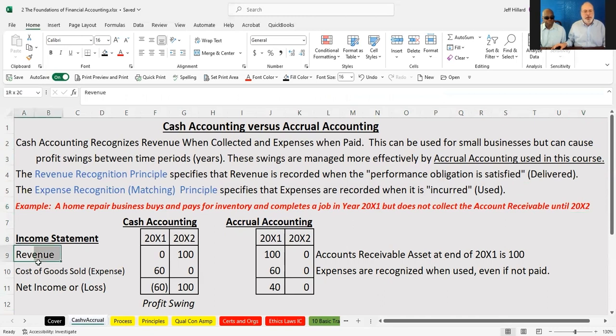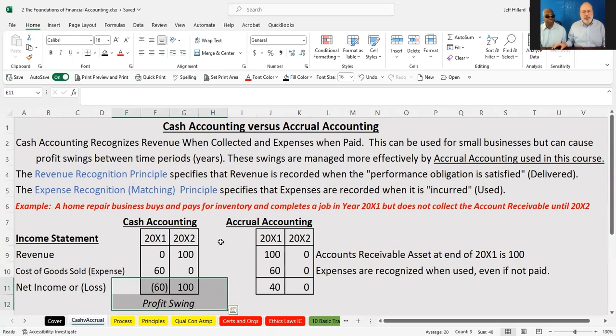So we have a very simple income statement here. Revenue minus cost of goods sold, which is an expense, is net income or loss. If we were doing cash accounting, they would recognize no revenue because they hadn't collected, but they would have the expense because they had paid it. So they would have a net loss in 20X1, and they wouldn't recognize the revenue until the following year. So they'd have $100 worth of revenue, no expense, and $100 worth of profit. However, this violates the matching principle, and it's a profit swing that just really doesn't make sense.